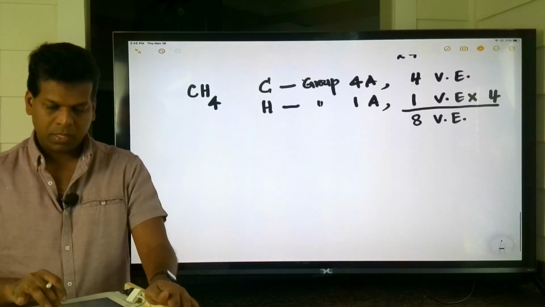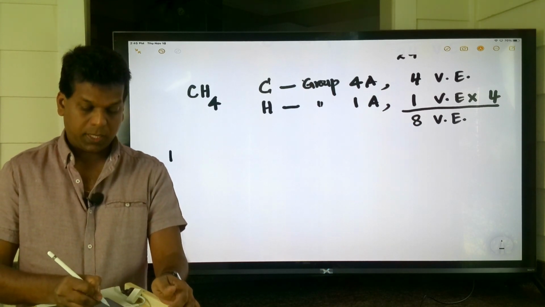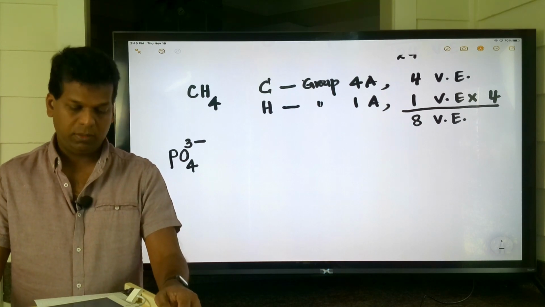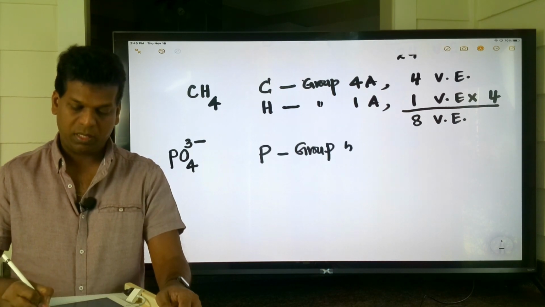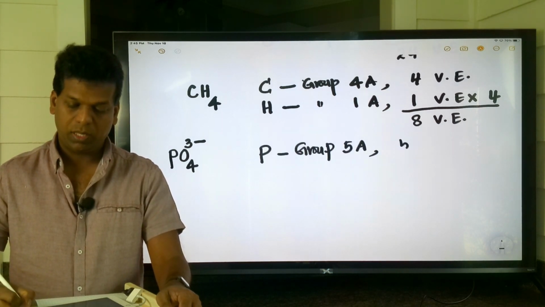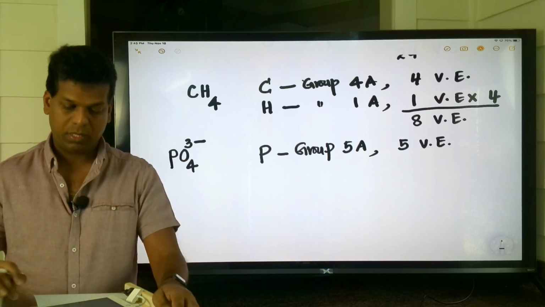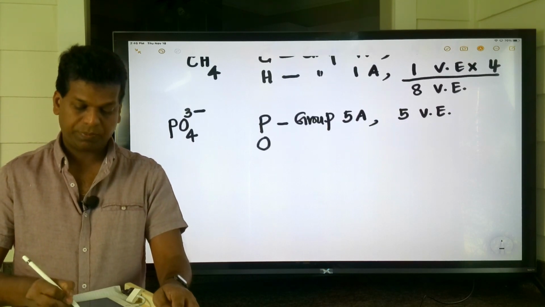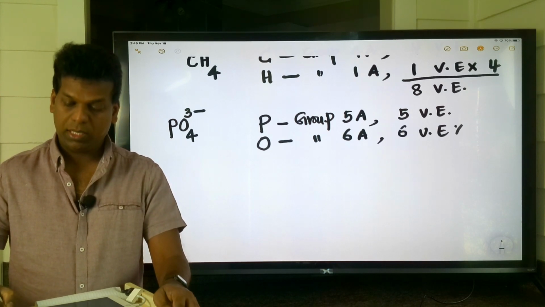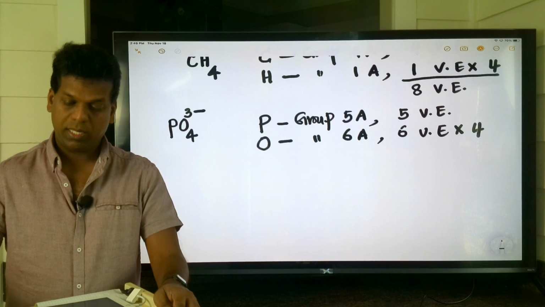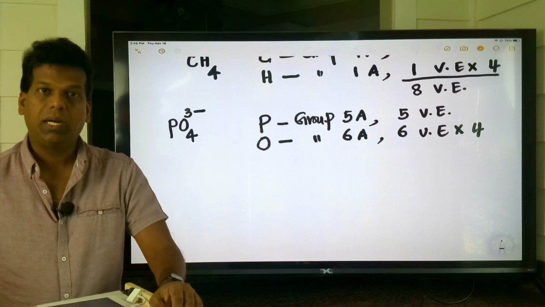You don't see a charge on the molecule, so those are neutral molecules. Now let's take a charged one. Let's take this polyatomic ion, phosphate 3-. In this molecule there is phosphorus and oxygen. We know phosphorus is in group 5A, so it will give you 5 valence electrons. I don't think there is a question there, it is simple. Next, oxygen. Oxygen is in group 6, and in the molecule there are 4 oxygen atoms, 6 times 4.